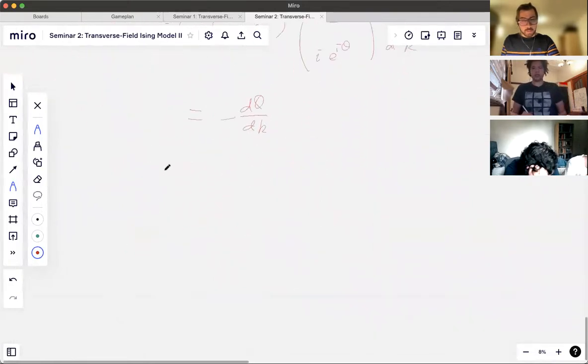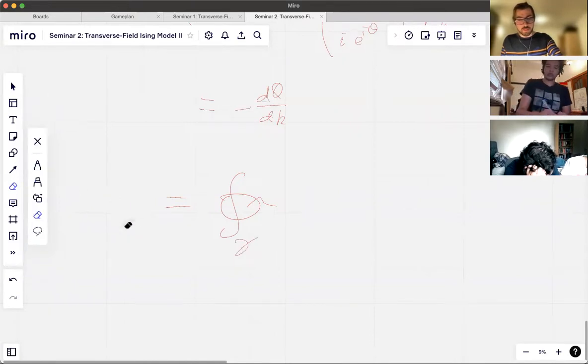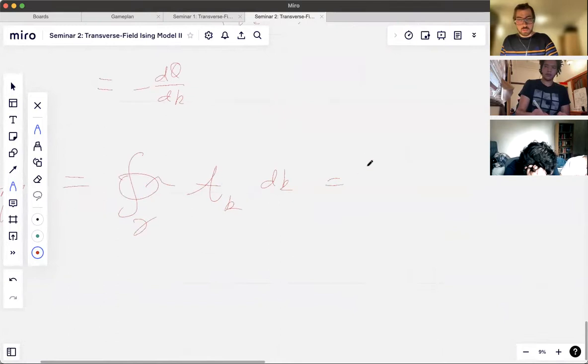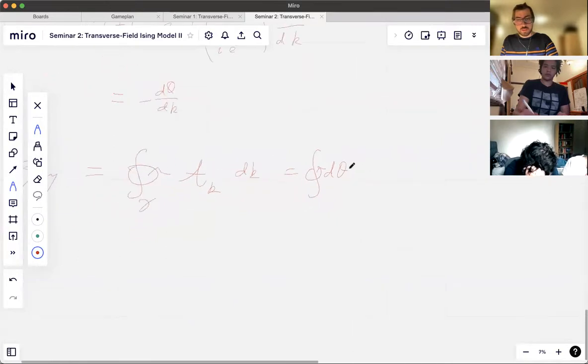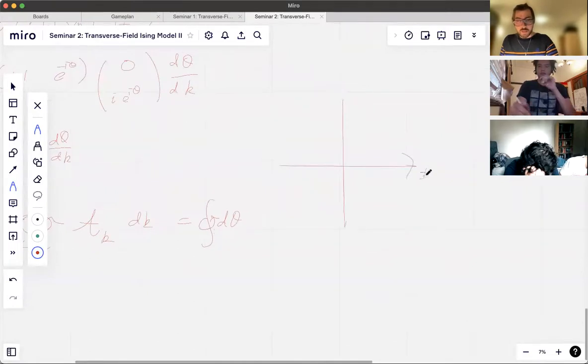That's all there is. Crucially, the Berry phase, gamma, which is the integral over the full closed path. I'm out of symbols. So the Berry phase is the closed loop integral of the Berry connection, A_k dk, which is the integral of d theta. That is gorgeously simple.